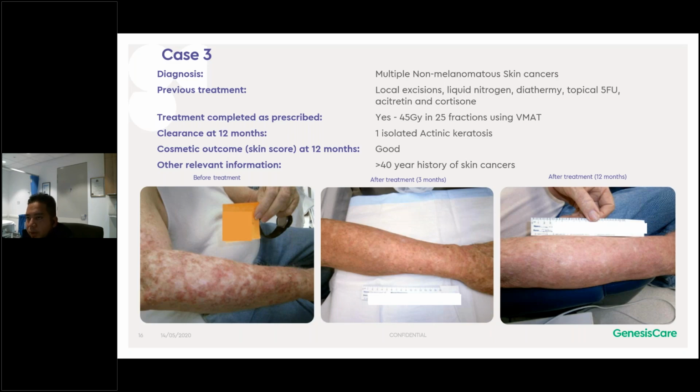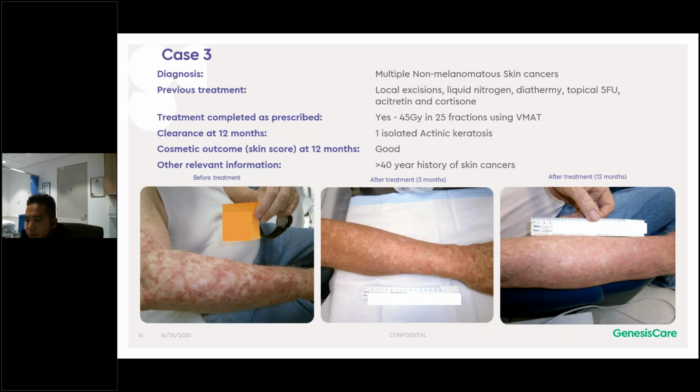Have used some topical creams, diathermy, 5-FU, acitretin, and cortisone, and obviously been referred for consideration of radiotherapy. He was deemed to be a good, suitable candidate for this treatment over 5 weeks. And at 3 months, you see the difference between the left and the middle, how all those changes of the skin cancer and also SCC in situ are disappearing over that length of follow-up.